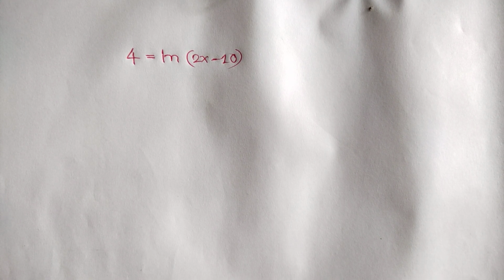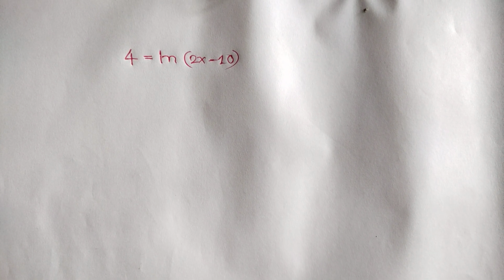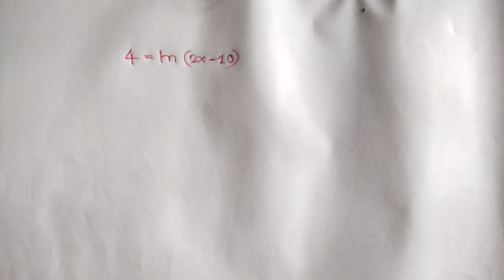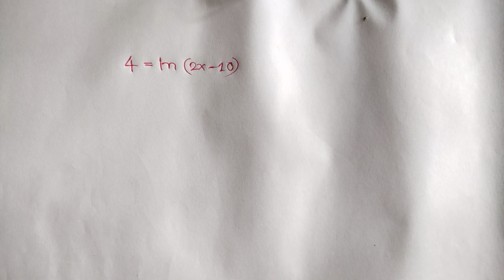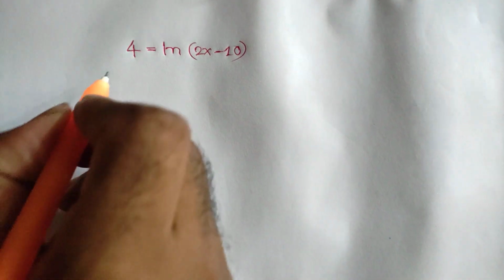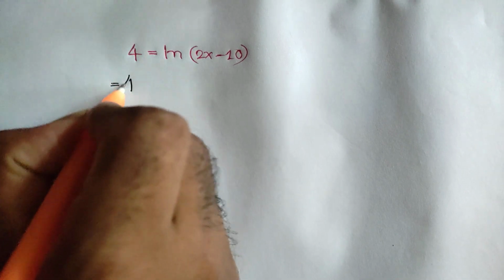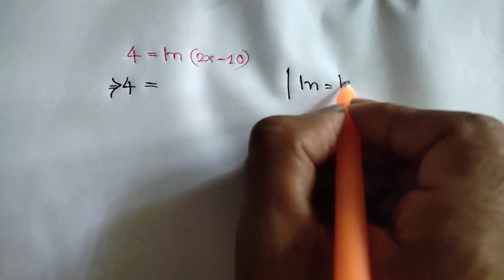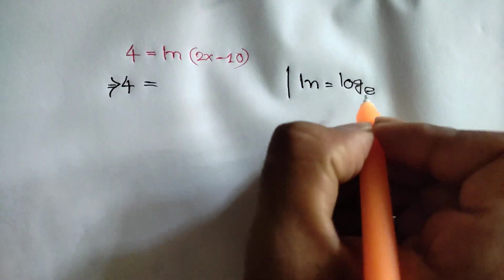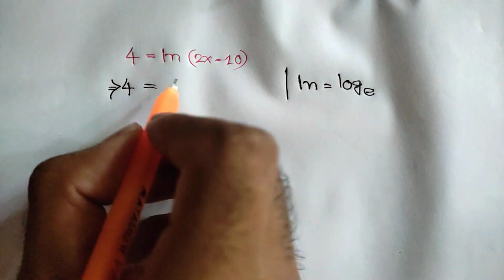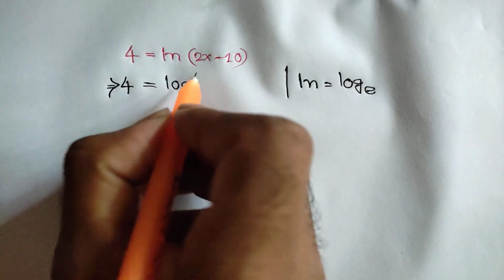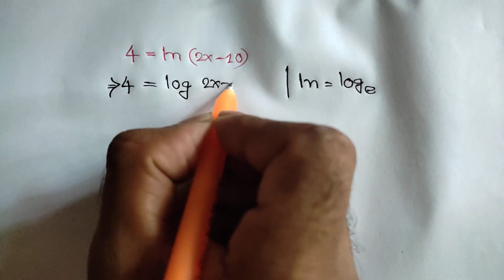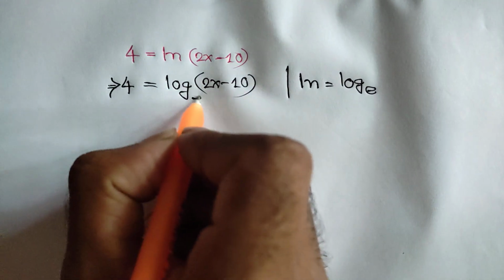Hi everyone, in this video I am going to show how to find the value of x where 4 is equal to ln of 2x minus 10. We know ln is equal to log base e, so we can write here log of 2x minus 10 base e.